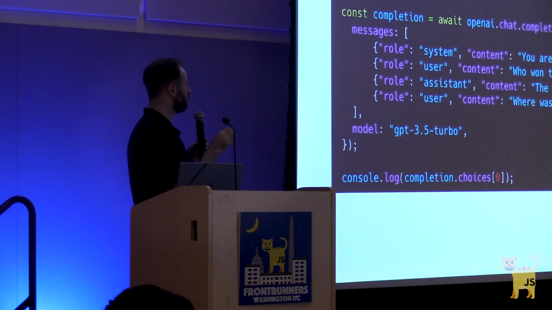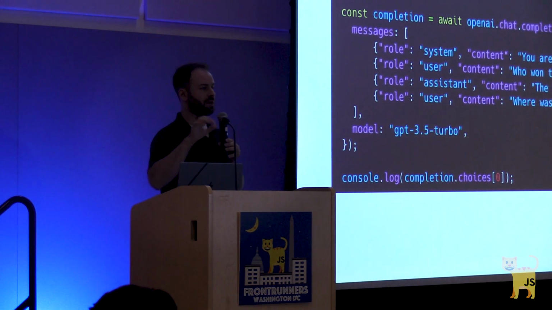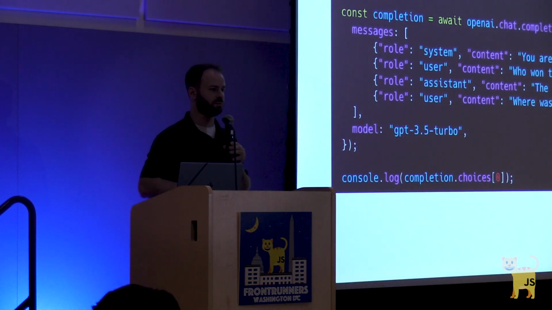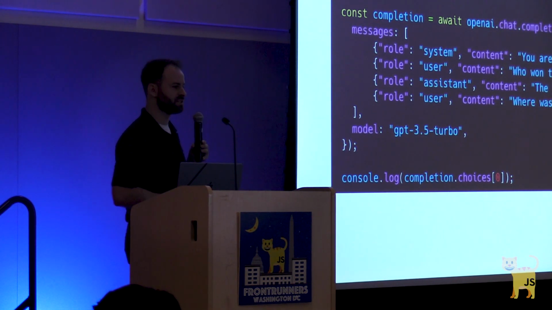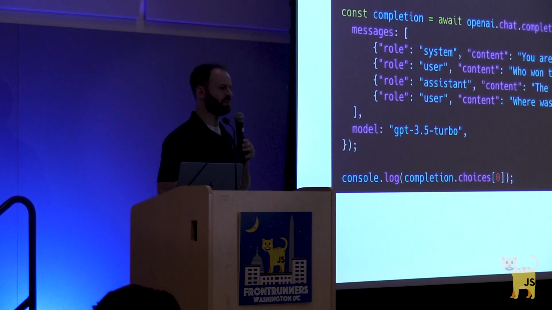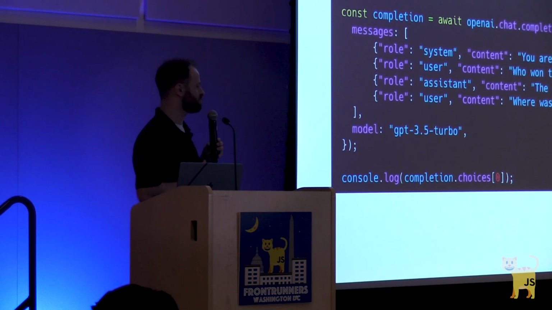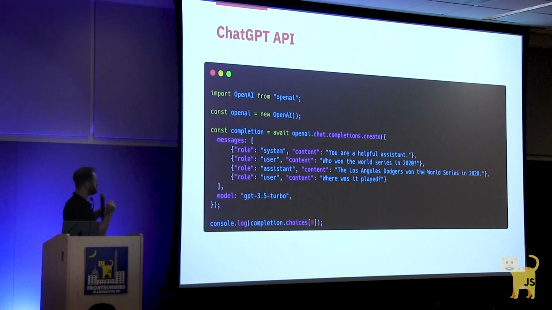A system role allows you to define what your chatbot can do and what it can't do. So in this case, you're a helpful assistant. You might even say, hey, don't respond with more than 2 sentences because I don't want to pay a lot of money for your responses. The user role is what the user is going to be providing. And the assistant role is the chatbot actually answering the question or responding to the user.